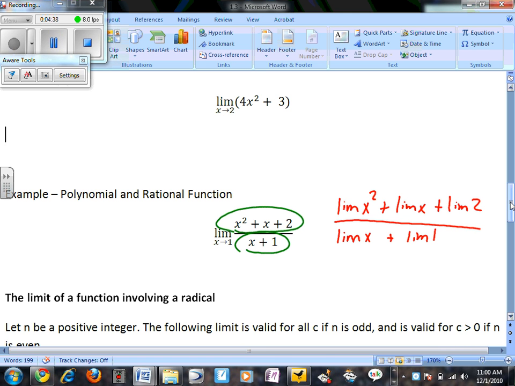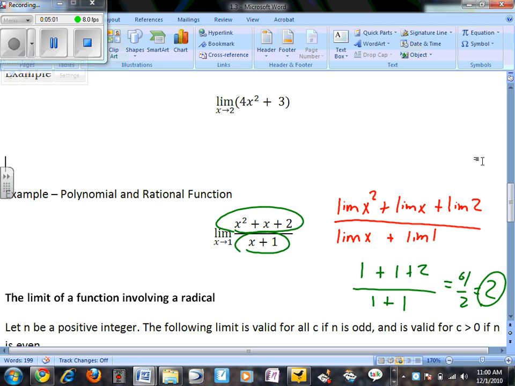What we've learned above is we can go ahead and plug 1 in for each of these and get our limit since they're continuous functions. So we'll have 1 plus 1 plus 2 on the top, all over 1 plus 1 on the bottom. So it looks like I have 4 over 2, which equals 2. Hopefully we're all good with that so far.